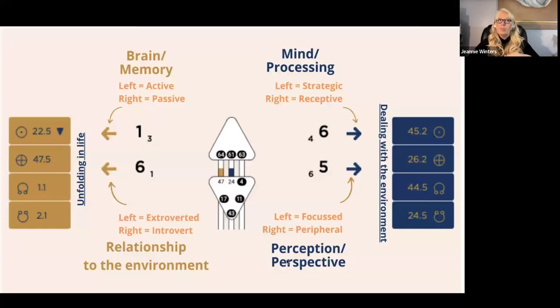So way back in caveman times, if you looked at everybody's arrows, they would all be pointing to the left, the masculine, right? And as we've evolved, some of the arrows shifted in the opposite direction.